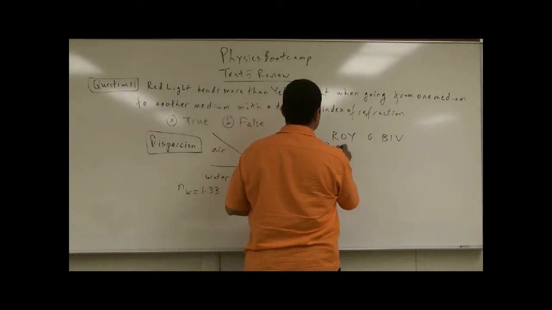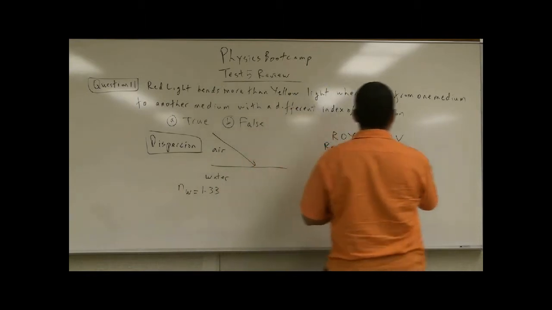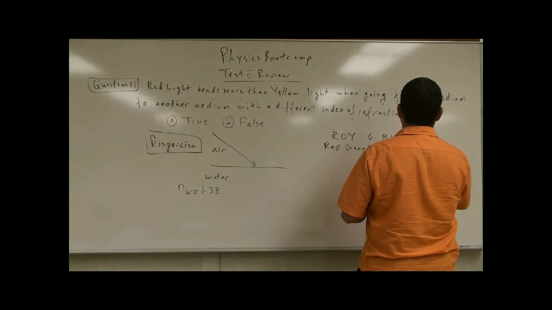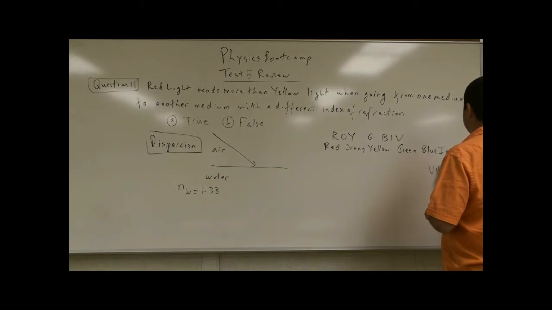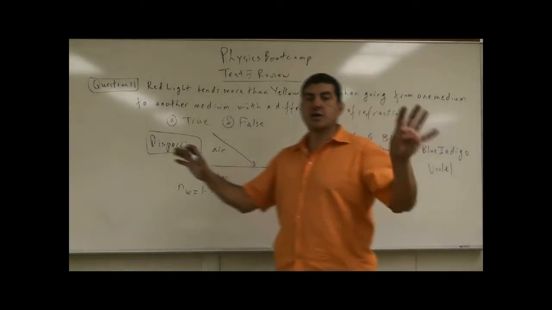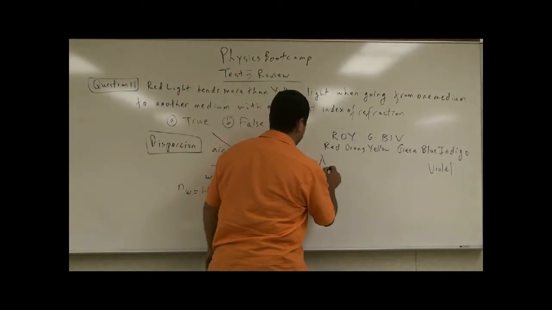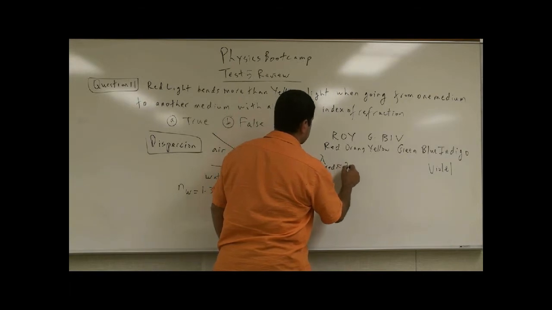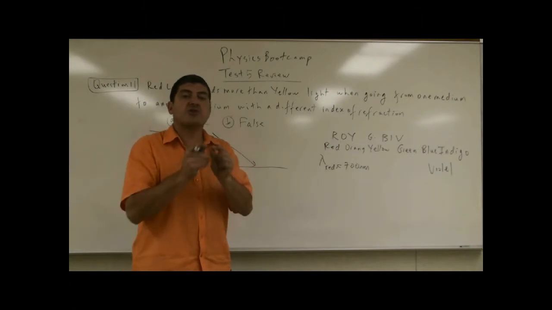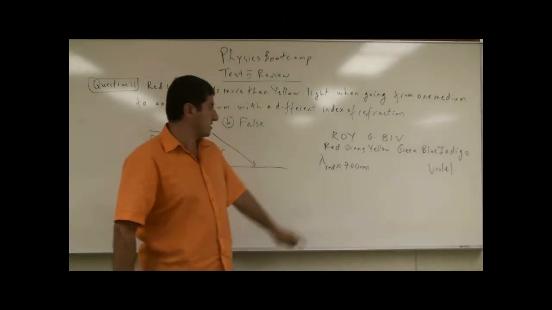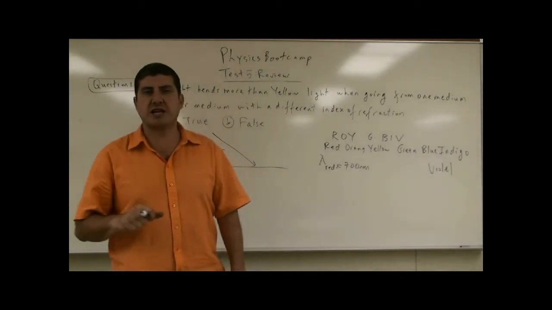We have red light, orange, yellow, green, blue, indigo, and violet. This spans the whole visible spectrum. Red light has the largest wavelength, roughly about 700 nanometers. So it has the largest wavelength and the smallest frequency. Somewhere between 650 and about 700 nanometers, that's red light.